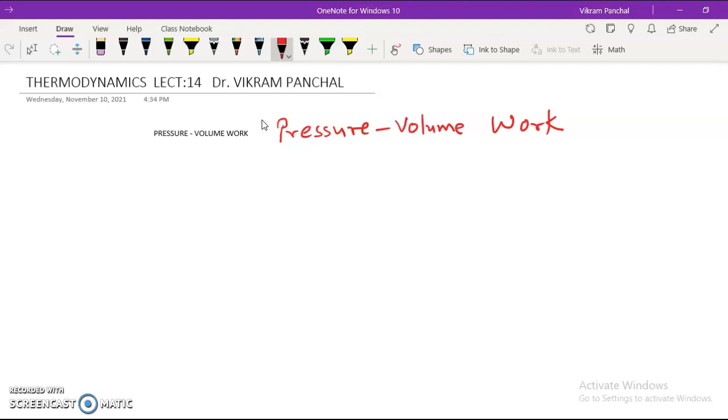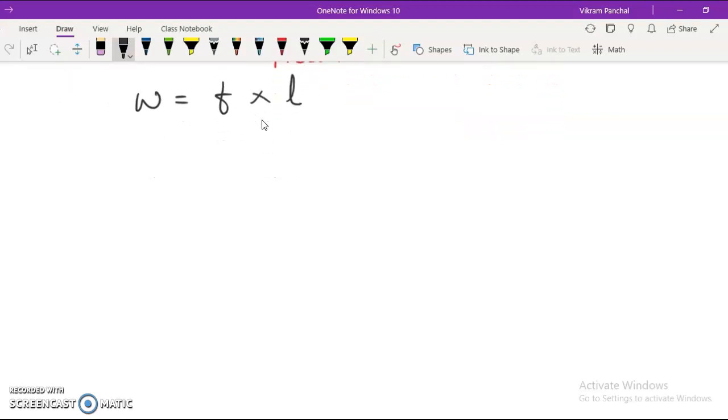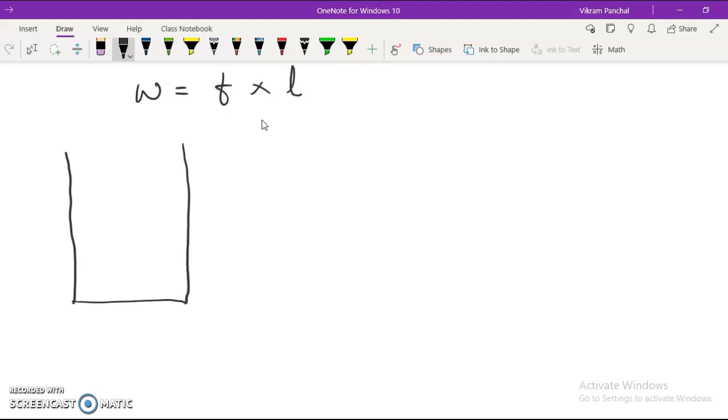How will you explain this? You know that W is equal to force into displacement. Now we have to explain it. How? Let us take one cylinder in which a gas is filled. This is the piston, and the gas is filled inside this.